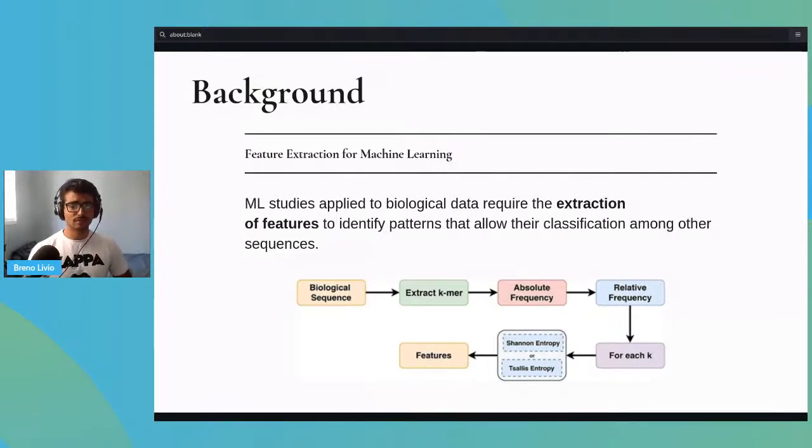Machine learning studies applied to biological data require the extraction of features to identify patterns that allow their classification among other sequences. So, machine learning models need to understand in a relatively concrete way the characteristics of biological sequences, such as their statistics and other relevant information. Thereby, feature extraction plays a crucial step in machine learning.